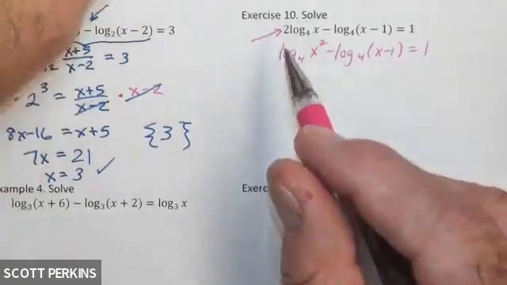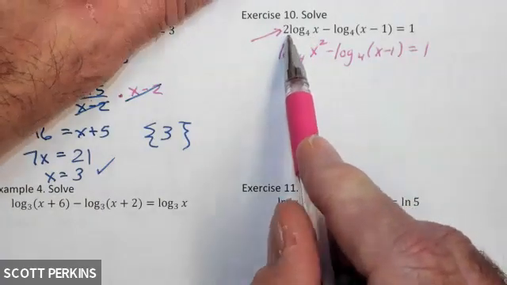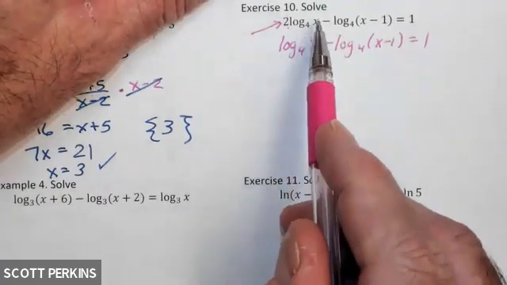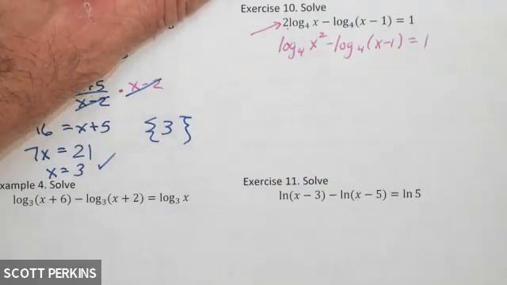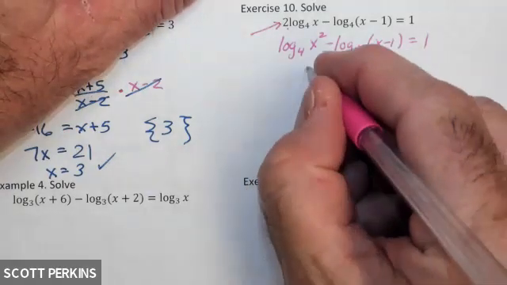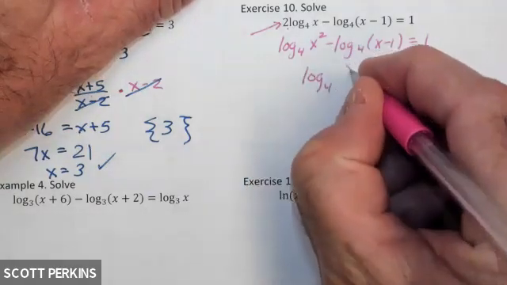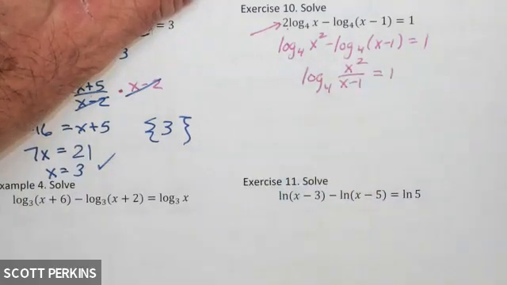Right, so just in case you didn't understand what I meant about the coefficient, this 2, I went ahead and wrote that step down. The 2, we bring it up by the power rule, it becomes x squared in that first term. Now I'm going to deal with this minus sign, the quotient rule. So I'm going to have the log base 4, x squared in the top, x minus 1 in the bottom, equals 1. Use the definition of the logarithm.